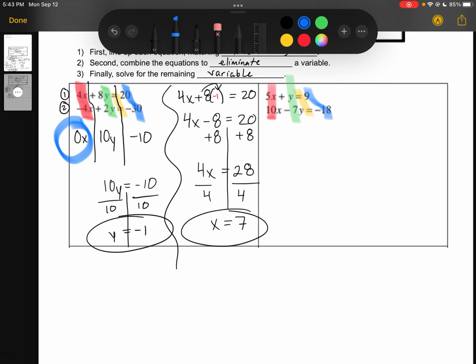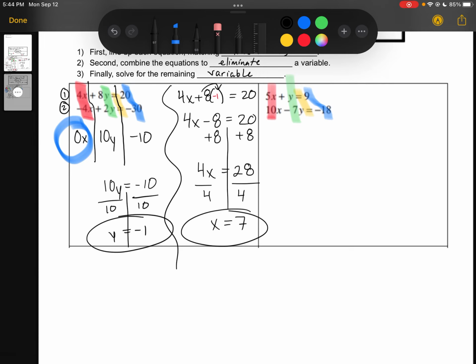So we want to check and see when we do this, when we line these up and down, does anything actually go away? So in red, 5 and 10 make 15, so that's not 0. In green, 1 and -7 make -6, which is also not 0. So neither of the x's or the y's go away. So because neither of them go away, it means that we're not done. We're not ready to eliminate here.